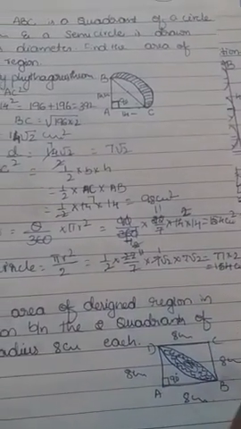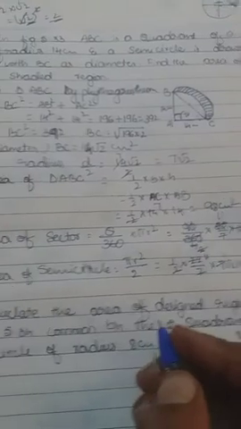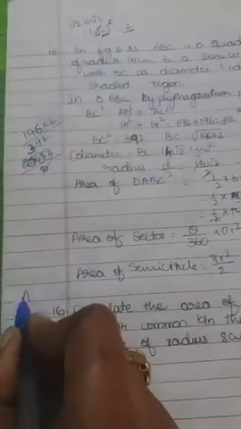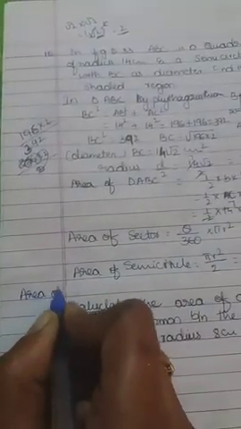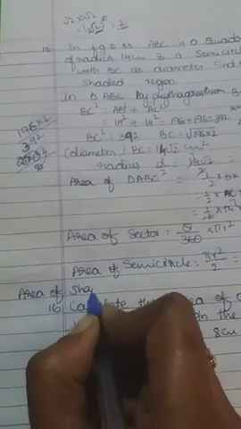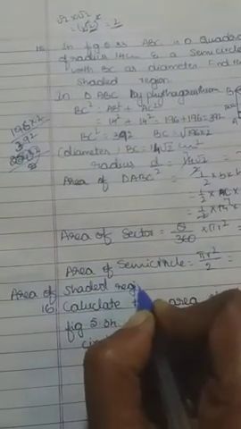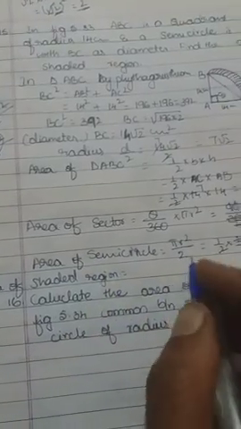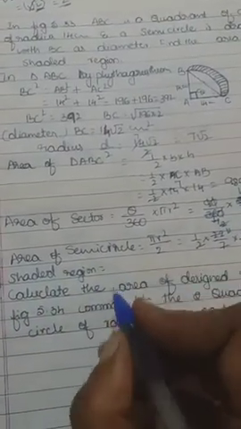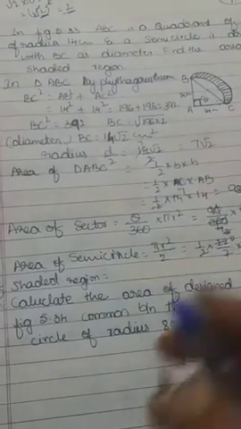77 into 2 is 154 centimeter square. This is the area of semicircle. Let's take the area of the shaded region. Here, because of shortage of space, I am writing in one line only, but you can continue with another line. First we have to take the area of semicircle.